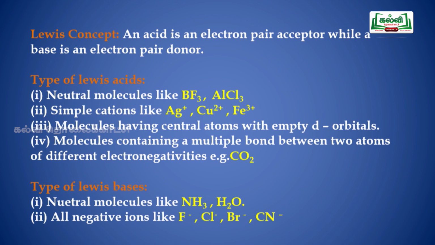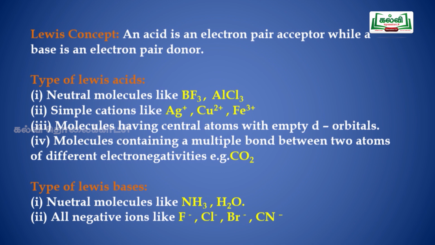Now, what we are going to see is types of Lewis acids. There are 4 types, we are going to see one by one. First one, neutral molecules. Two examples, BF3, AlCl3. As I told already, both belong to 13th group elements, which are electron deficient. So, automatically they will tend to accept electrons, that is why they fall into this category of Lewis acids. Next one, cations given.